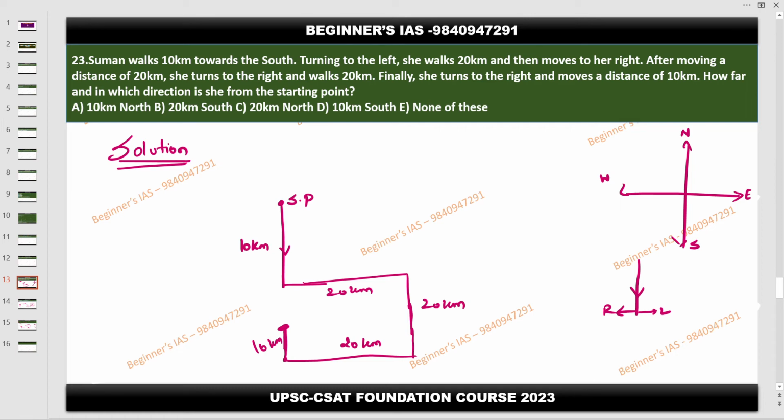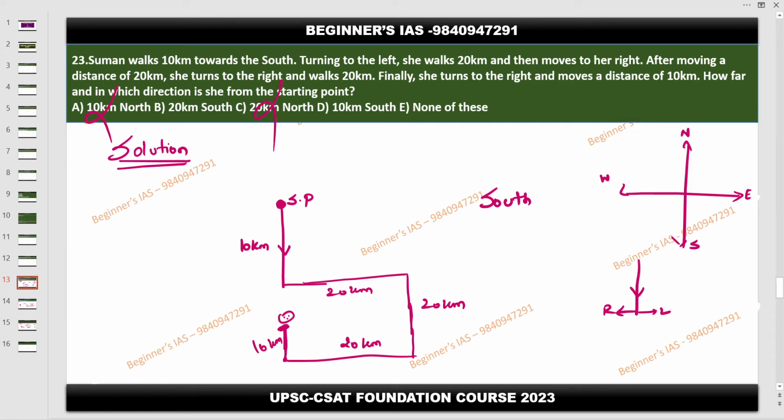Listen, Fashana, this is the starting point. From the starting point, she is standing here. In which direction is she standing now? From the starting point, she is standing in the south direction. Therefore you can eliminate two options.